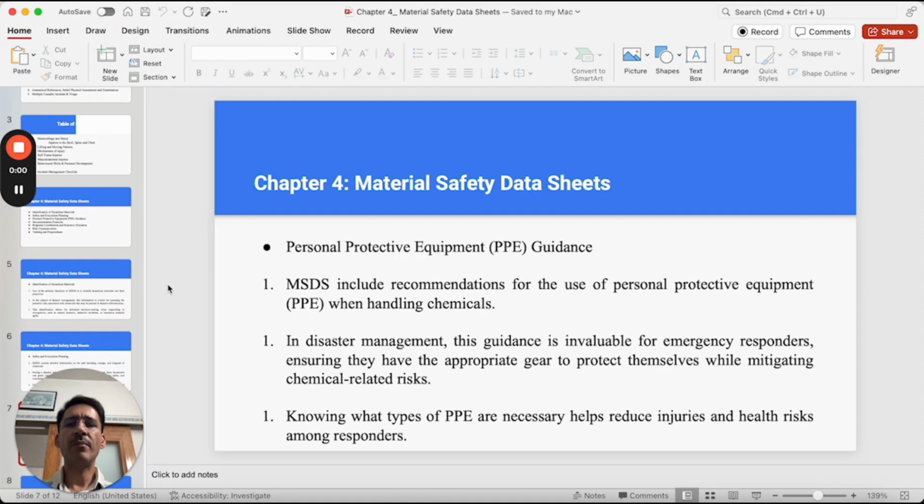Personal protective equipment guidance. MSDS include recommendations for the usage of personal protective equipment when handling chemicals. In disaster management, this guidance is invaluable for emergency responders, ensuring they have the appropriate gear to protect themselves while mitigating chemical-related risk. Knowing what types of PPE are necessary helps reduce injuries and health risk among responders.